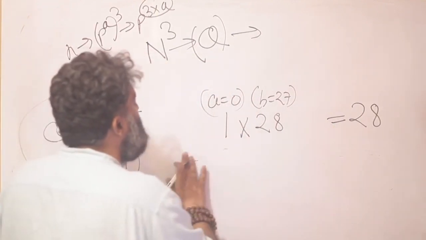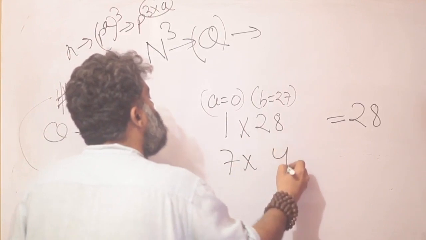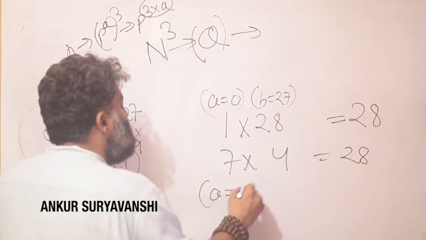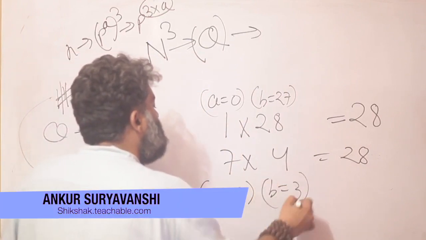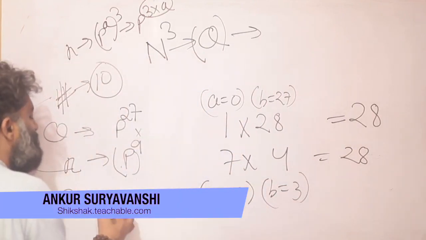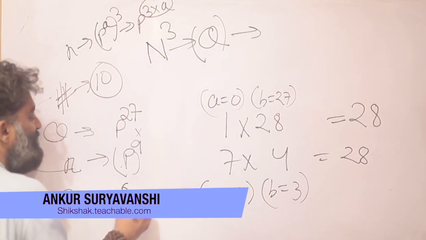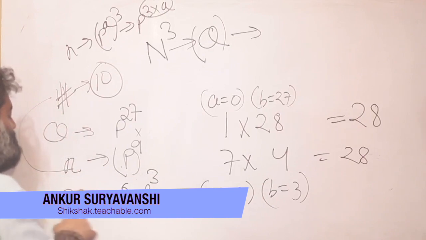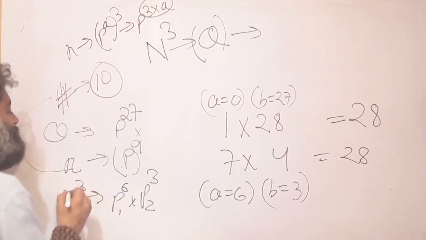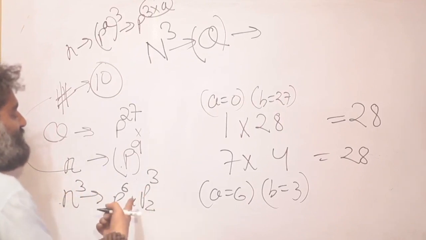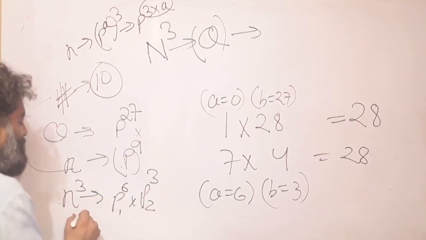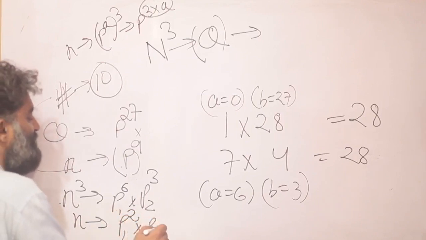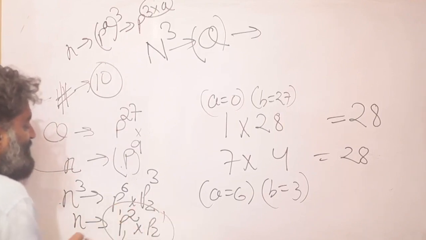Any other way of writing 28? Yes, I can. 7 into 4 is equal to 28. 7 would mean a is equal to 6 and b is equal to 3. That would mean q is equal to some prime number raised to 6 and another prime number raised to 3. Q is n cube. Find the cube root on both sides or divide all the powers by 3. You will get n is equal to p1 raised to 2 into p2 raised to 1. So this is n now.